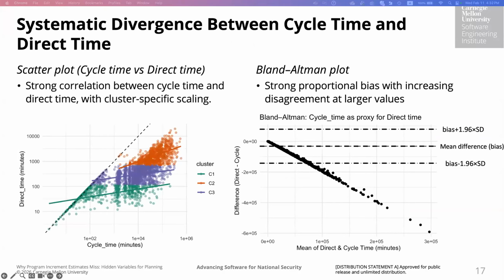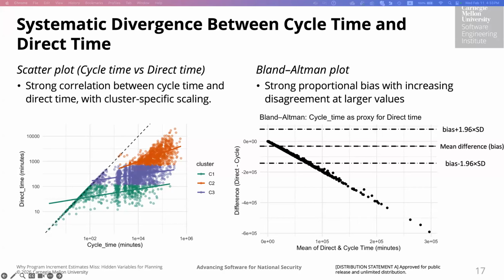Now, having rejected the equivalence, let's look at how cycle time and direct time diverge. On the left over here, we see a scatter plot of cycle time versus direct time on a log-log scale. We see that there is a strong correlation overall, which is something we have already seen, but the scaling differs by cluster. Each size group follows a different slope, indicating that the mapping between the calendar time and working time is not uniform across these 3 bands.